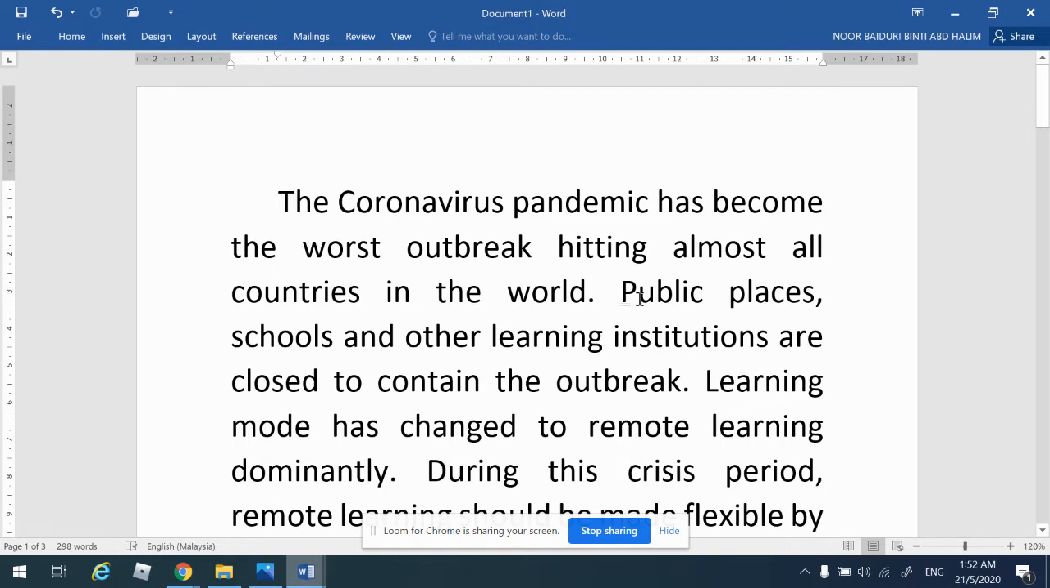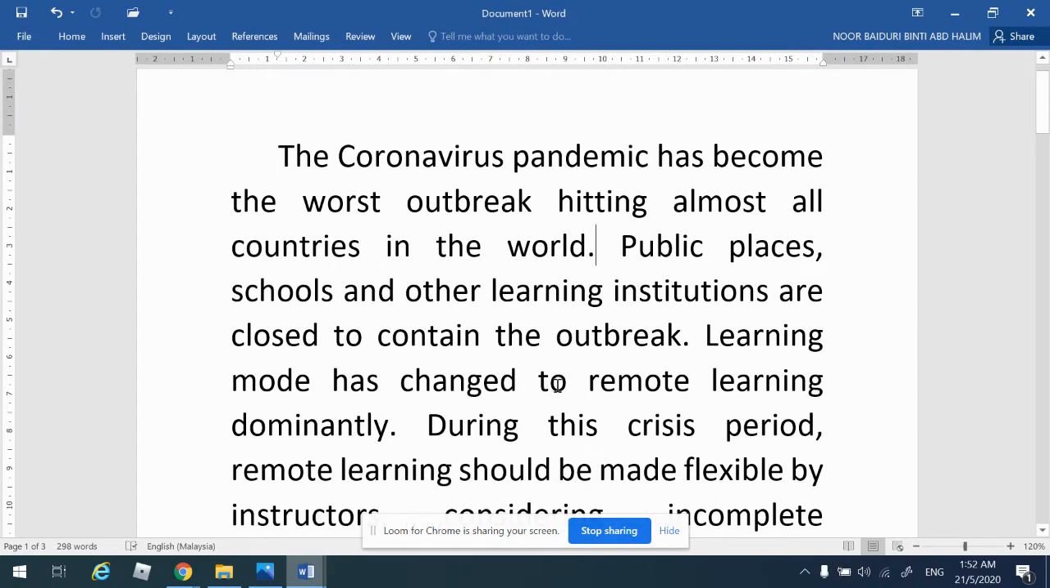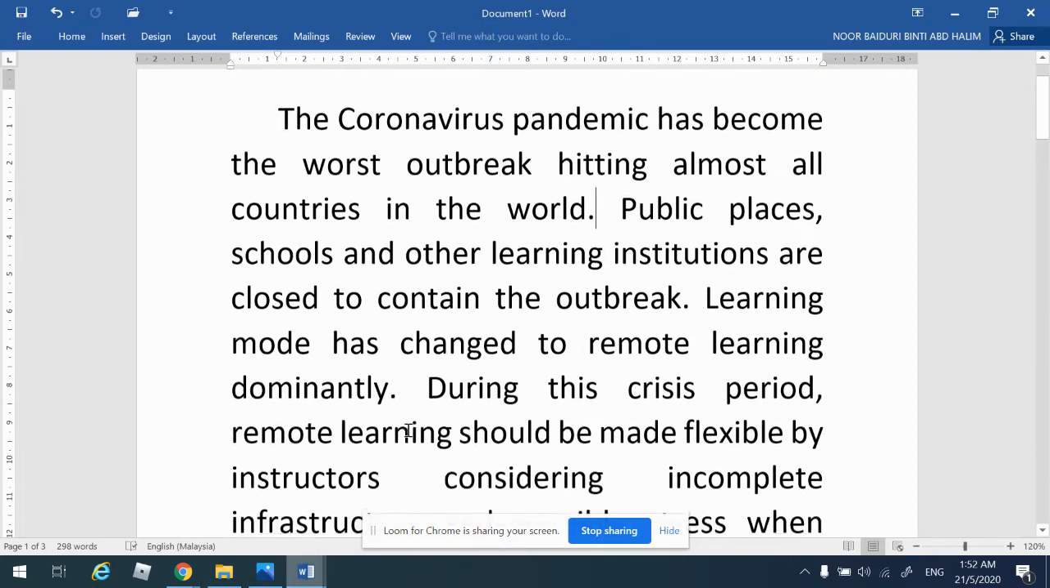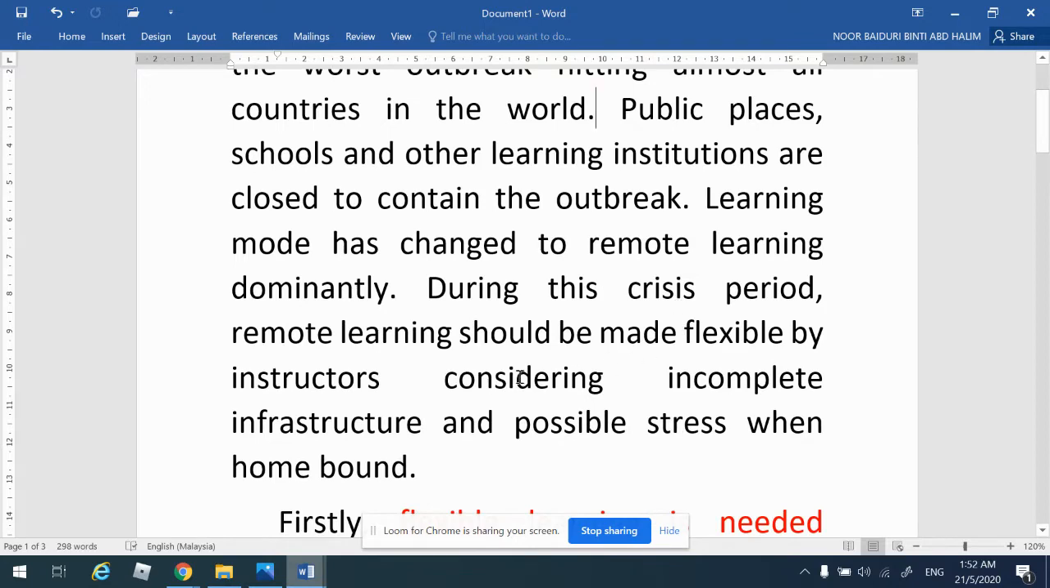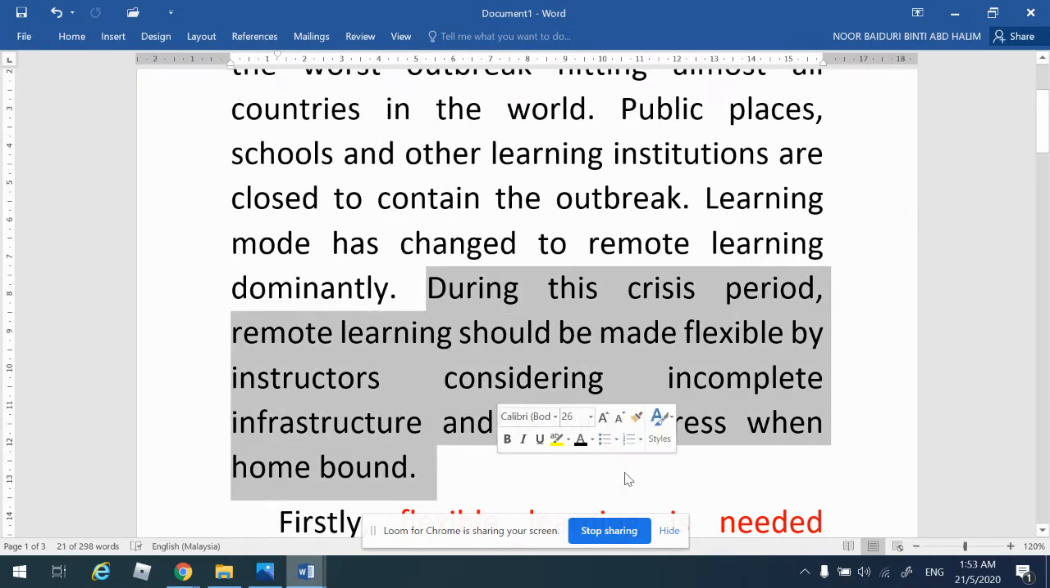Then I narrow down to public places, schools, and learning institutions being closed. So remember, in the introduction, you must start with a wider picture and then go narrow, narrow, narrow. Then you go to your specific topic. Learning mode has changed to remote learning dominantly. So during this crisis, remote learning should be made flexible by instructors considering, okay, this is what we call a thesis statement. What is a thesis statement?